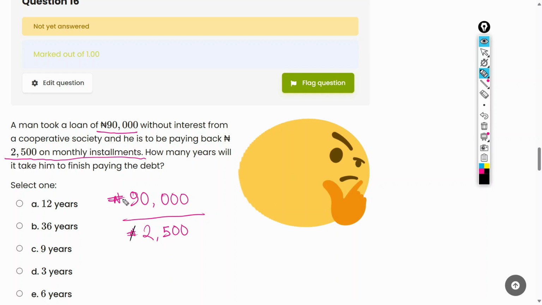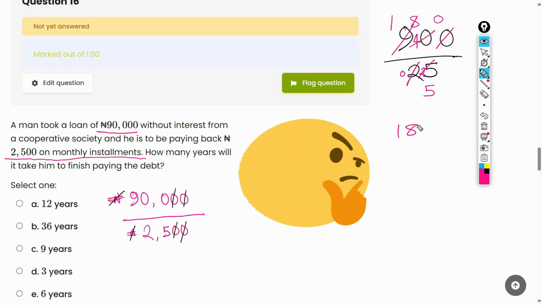Can cancel out our units. We can cancel out our zeros, which is the same thing as dividing by 10. We cancel out again. We've divided by 10 again. So we are left with 900 divided by 25. We can divide through by 5. 5 into 2 is 0, carry 2. 5 into 25 is 5. 5 into 9 is 1, remainder 4. 5 into 40 is 8, then 5 into 0 is 0.